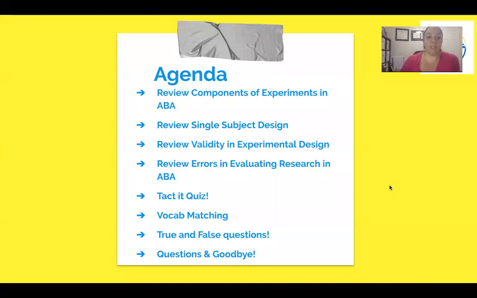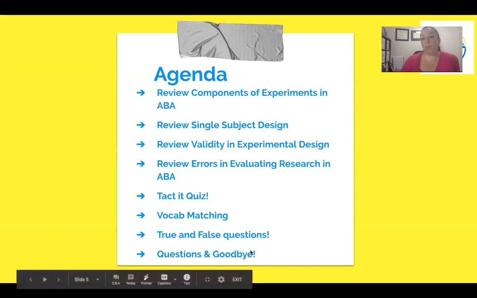All right, so my agenda for today is I'm going to be reviewing the basics of experimental design. So that's components of experiments, what is single subject design, and then everything that falls under validity, which is validity, confounding variables, and treatment integrity, okay? Then this part right here is actually removed. I did not remove it, I'm very sorry. So that is not on there. And then we're gonna have a tactic quiz, vocab matching, true and false questions, and then we will be done, okay?